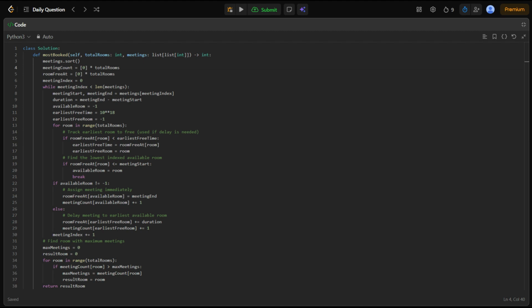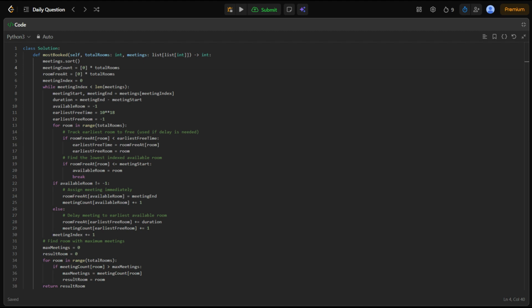Step 7. Determine the final answer. Finally, we scan through the meeting counts. We find the room with the maximum number of meetings. If multiple rooms have the same maximum count, we return the room with the smallest index. This satisfies the problem's tie-breaking rule.